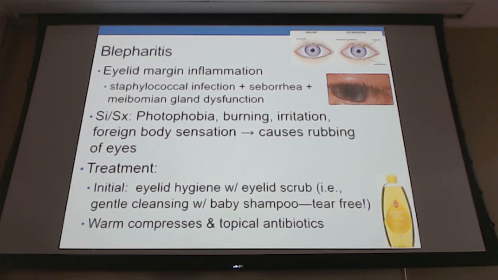Your treatment is eyelid hygiene. So you take your tear-free shampoo, water it down a little bit, and take a Q-tip and truly do an eyelid scrub on the eyes. For the babies, be sure that it is tear-free shampoo.